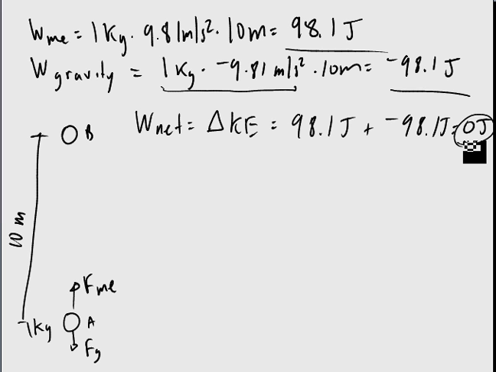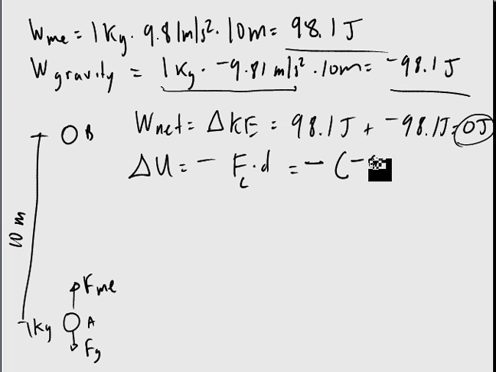So where does that energy go that I'm transferring to it? Well, because gravity is a conservative force and it's doing negative work, that is actually where the energy is going. And if I find my change in potential energy, which is the negative of the work done by a conservative force, for us that's going to be the negative of the work we got for gravity. So negative negative 98.1 joules, and that'll give us 98.1 joules.